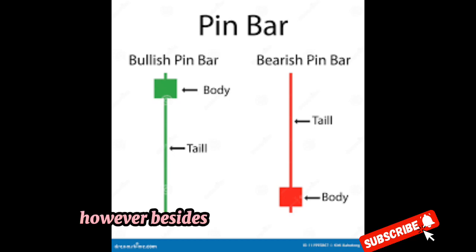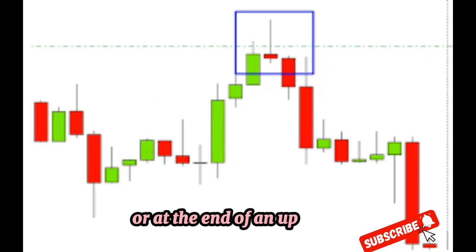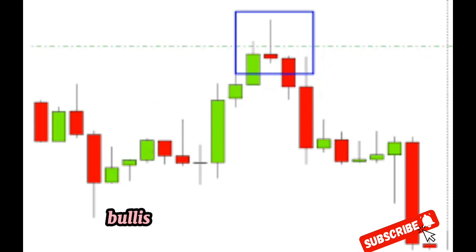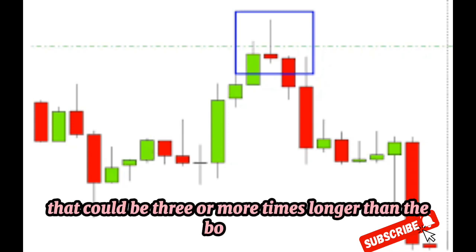However, besides being a candlestick pattern, a pin bar is also a price action signal. In the picture above, you can see two types of pin bars. A bearish pin bar is formed after a solid movement upwards or at the end of an uptrend. Its body is entirely contained within the body of a previous bullish bar. It has a long upper tail that could be 3 or more times longer than the body size.